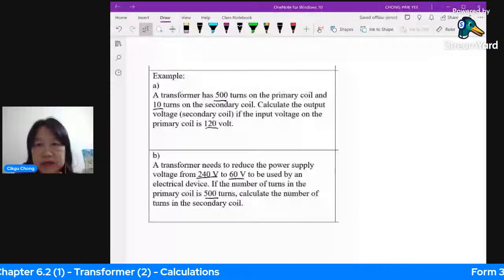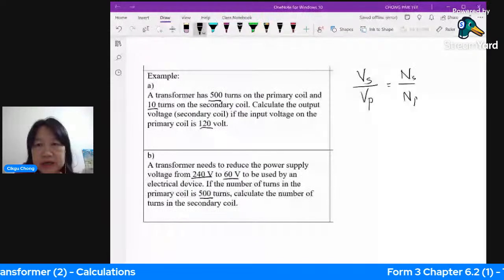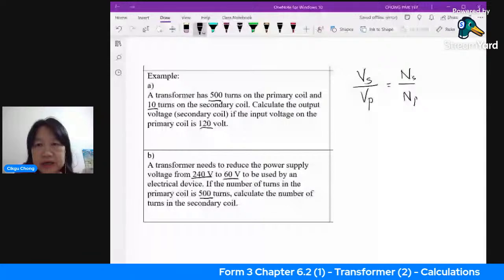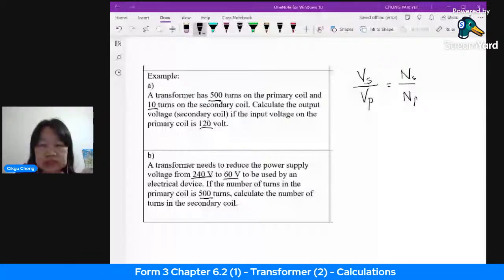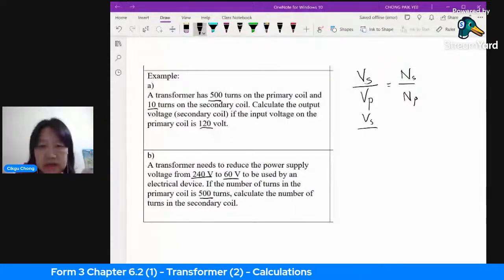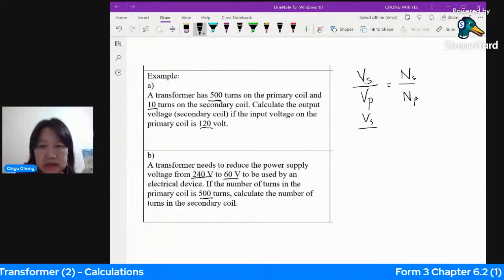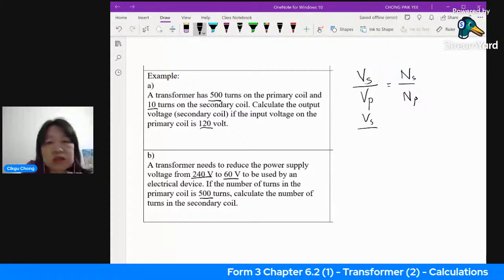All right, don't put it there now. Okay, so now substitution. Put your numbers in. Vs is what I want to find. Nothing there to switch, nothing there to change. Vp is okay. Let's look. 500 turns, 500 on the primary. So this is NP.